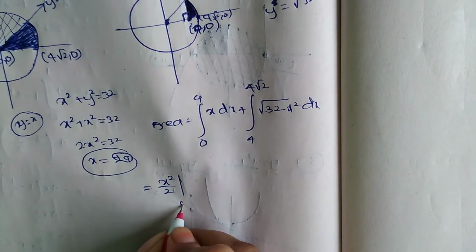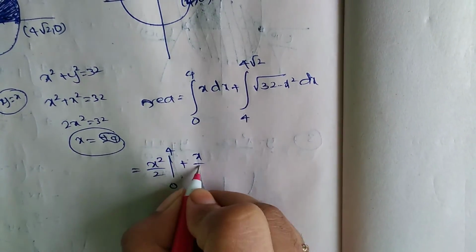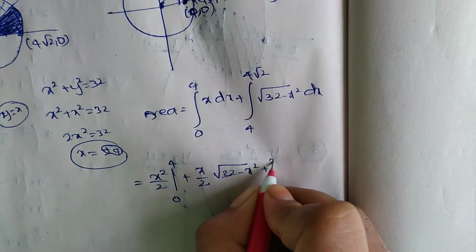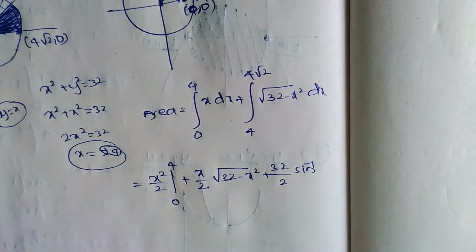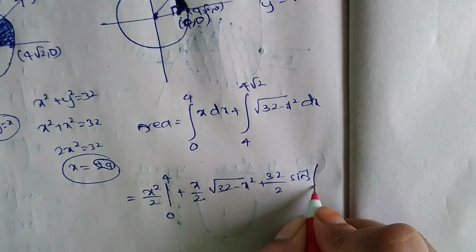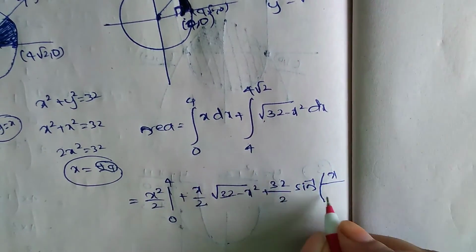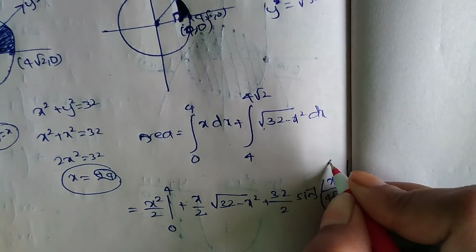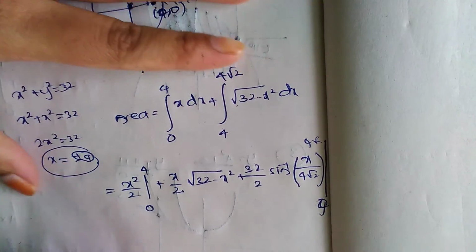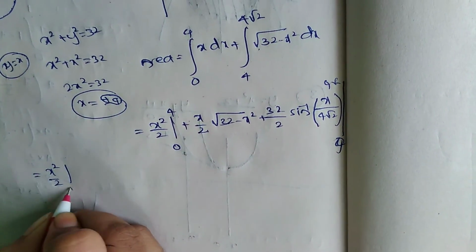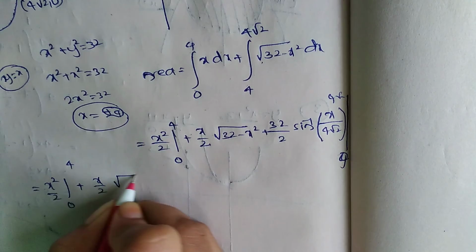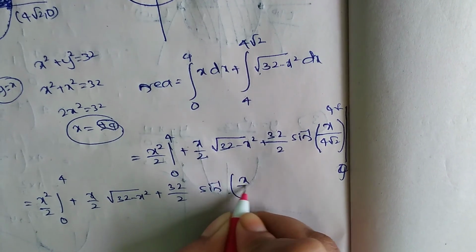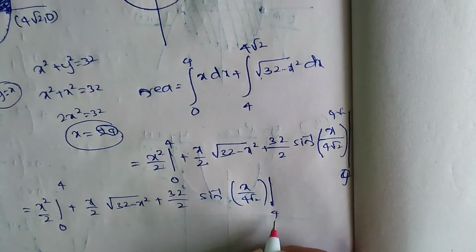Okay, integrate this. What do you get? X square by 2 from 0 to 4 plus x by 2 root of 32 minus x square plus 32 by 2 sine inverse x by 4 root 2, from 4 to 4 root 2. Are you understanding? See, I'll write it clearly: x square by 2, 0 to 4 plus x by 2 root 32 minus x square plus 32 by 2 sine inverse x by 4 root 2 from 4 to 4 root 2.